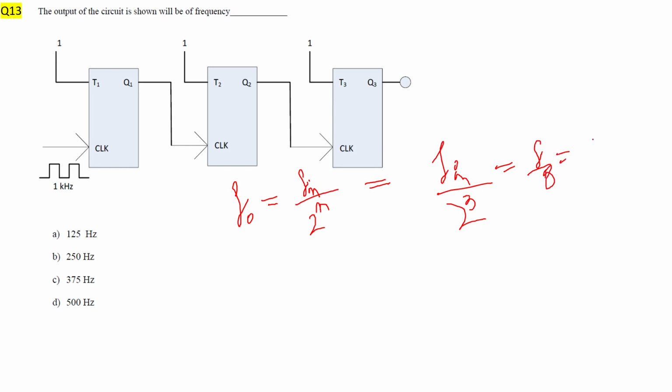F in is your 1 kilohertz, so 1 by 8 is 0.125 kilohertz. Never forget units. And 0.125 kilohertz simply means 125 hertz. So option A, as some of you have already written, is the correct answer.